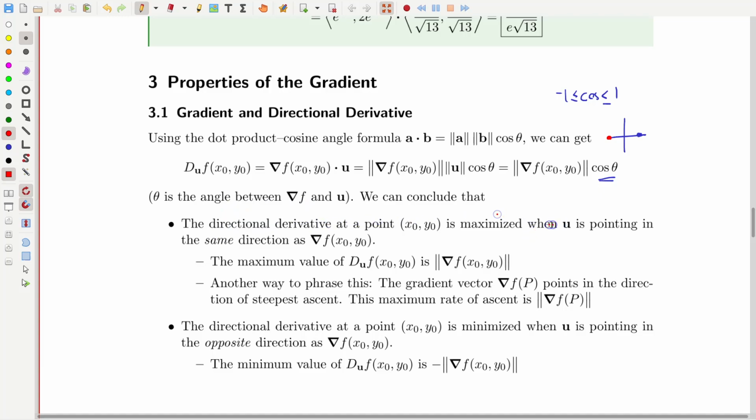So what we can do is interpret what that angle represents. The angle theta is the angle between the gradient of f and the direction that we're taking the derivative with respect to. So that means that the directional derivative is maximized when cosine of theta attains the value 1, which is what happens when theta is equal to 0, when these two vectors are completely aligned with one another.